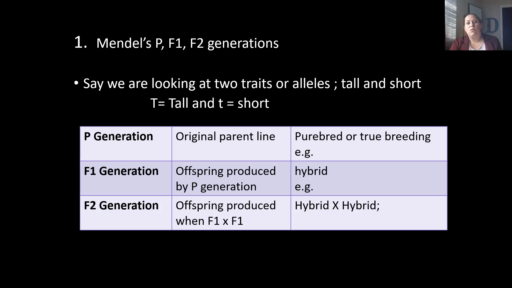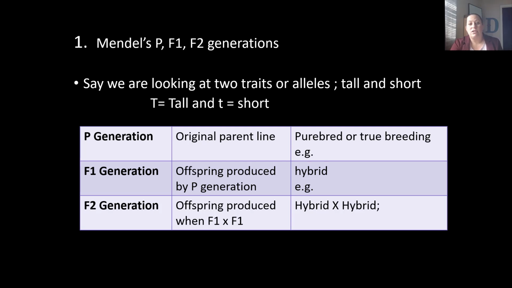So let's take a look at Mendel and how he looked at the parent generation. So Mendel's P means parent generation, his F1 generation, which is the offspring of the first generation, and then the second generation. So say we're looking at two traits or alleles. In this case, we're going to look at tall and short. Okay. So the capital T is going to represent tall and the little t is going to represent short. Now this is important because the capital letter is going to represent the dominant trait. So in this particular case, tall is dominant over short.